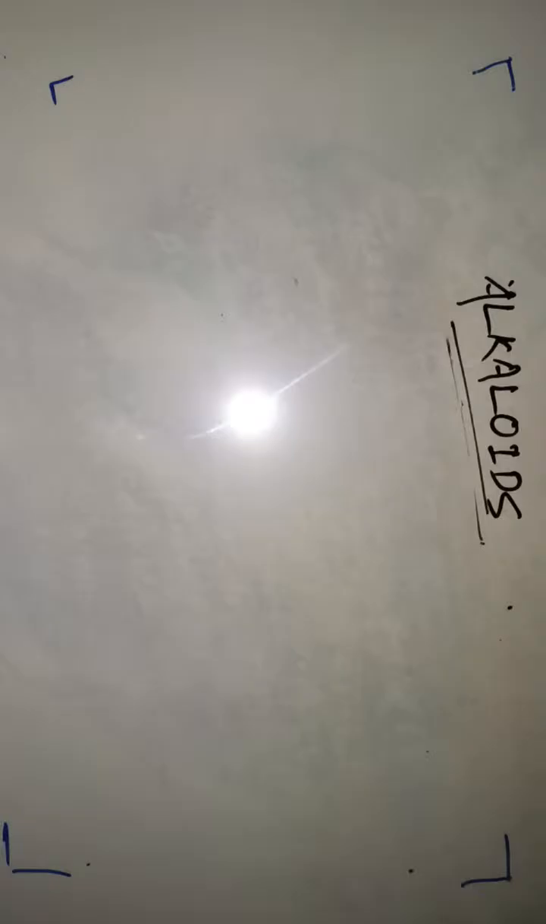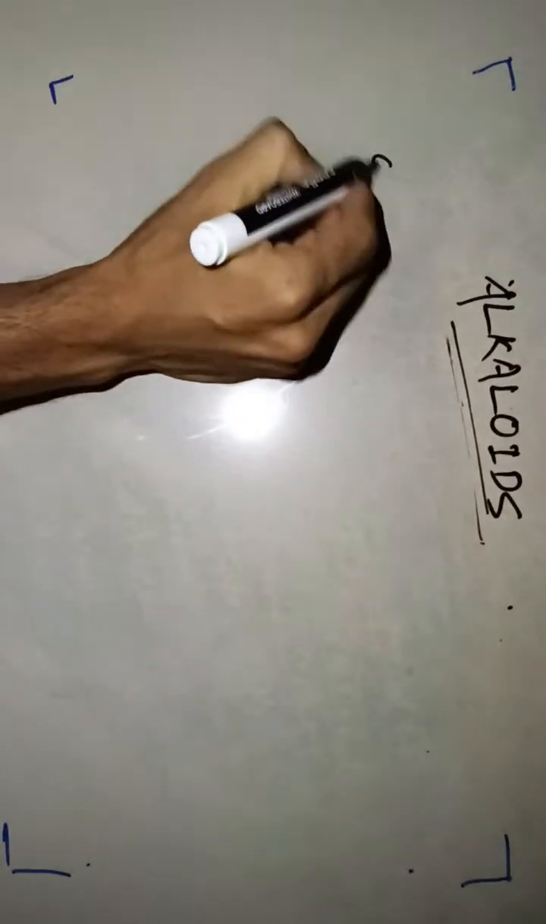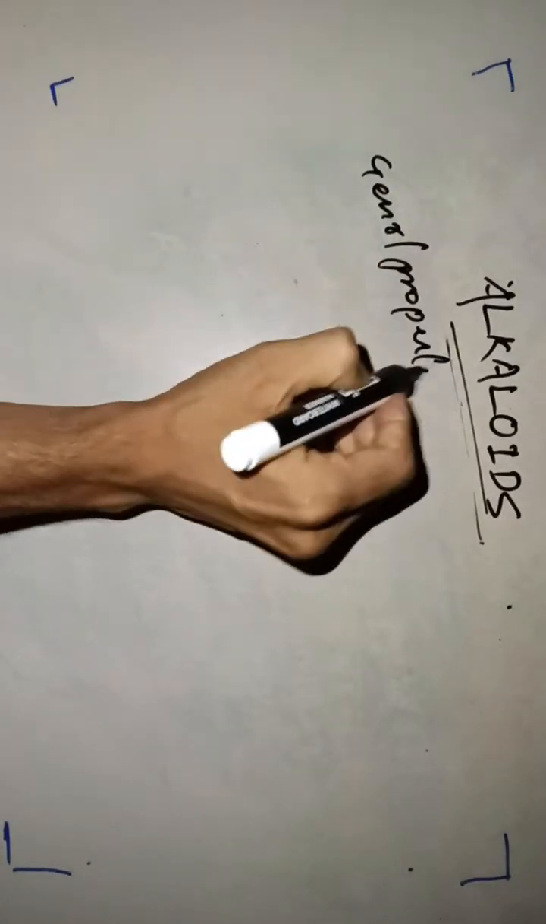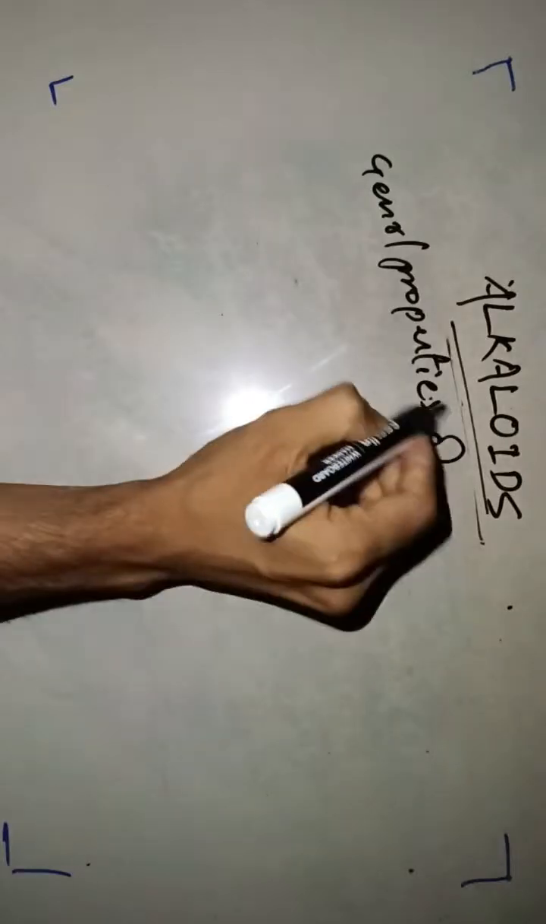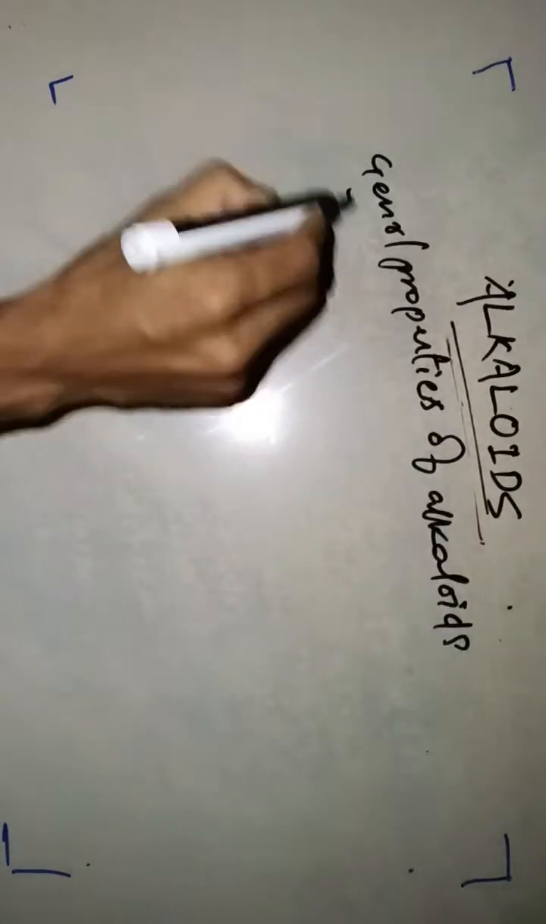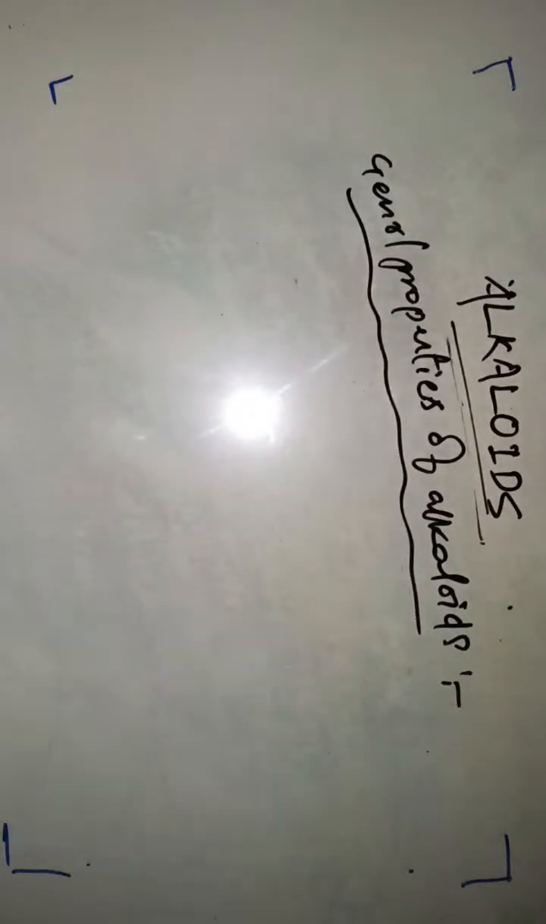Number three, they are soluble and insoluble. We are going to learn that. So, general properties of alkaloids. What are the general properties of alkaloids?